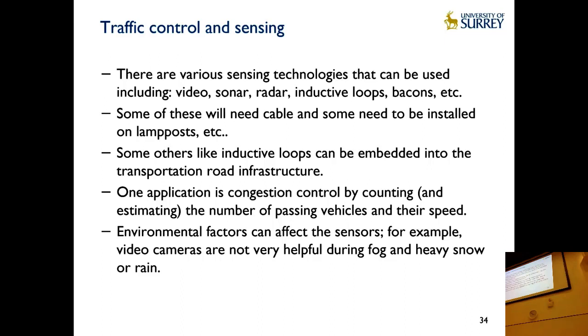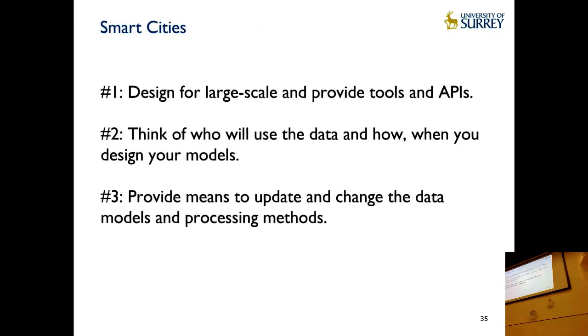It gives you smart information, near real-time information, about the available parking spaces. There are different companies focusing on different applications. One thing is important about smart cities: always think of the scale.